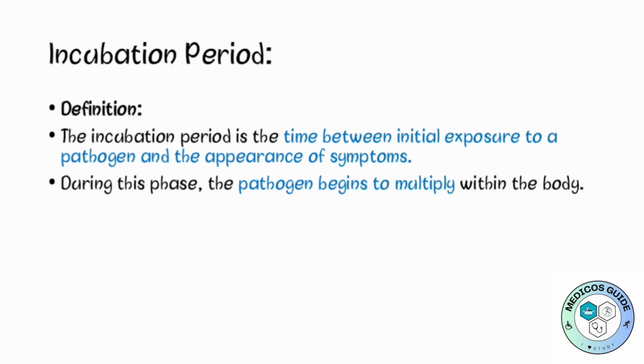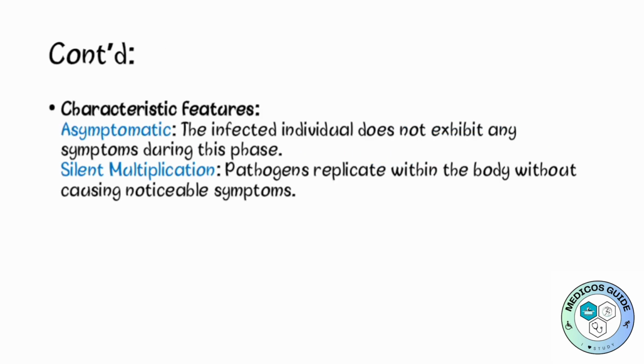So, incubation period is the time between initial exposure to a pathogen and appearance of symptoms. And during this phase, the pathogen begins to multiply within the body. Now, let's talk about the characteristic features. The person is asymptomatic, that is, the infected individual does not exhibit any symptoms during this phase. And there is silent multiplication, that is, the pathogens replicate within the body without causing noticeable symptoms. And also, this person spreads the disease unknowingly.